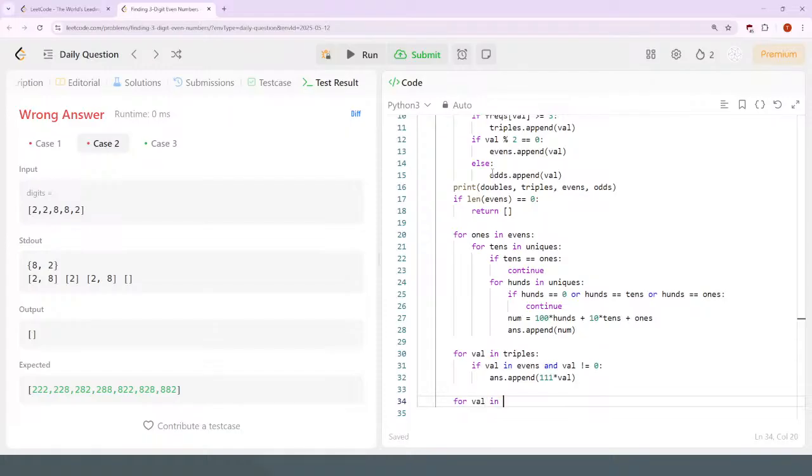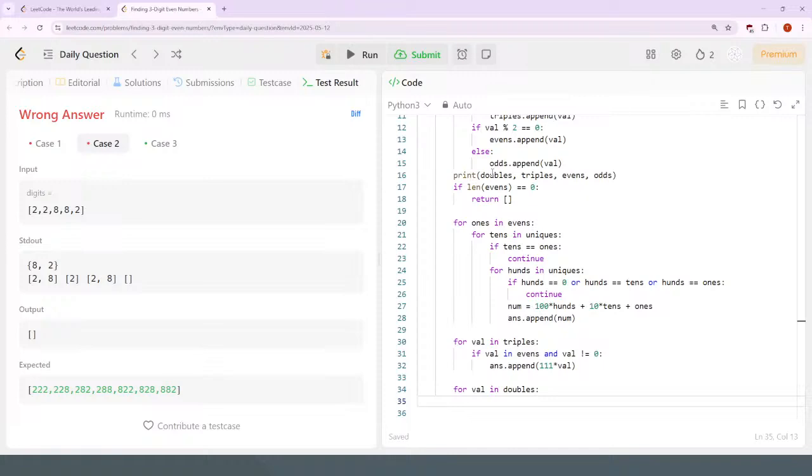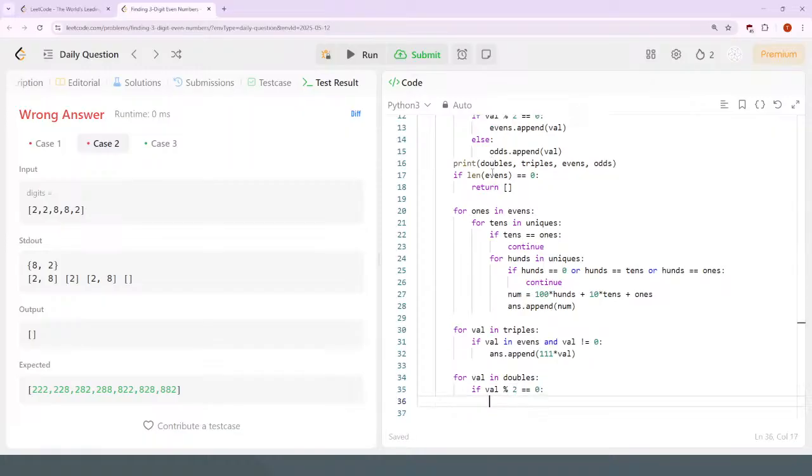And for every value in my doubles, so if the value is odd, actually let's do the odd one first. If the value is odd, then it must start. It can't be the ending two values. And I compare it with any evens.